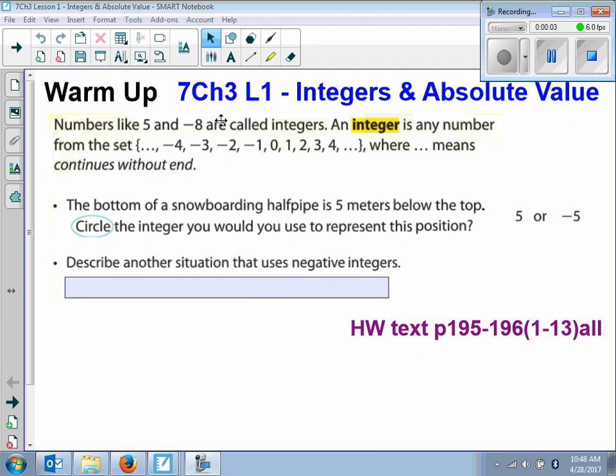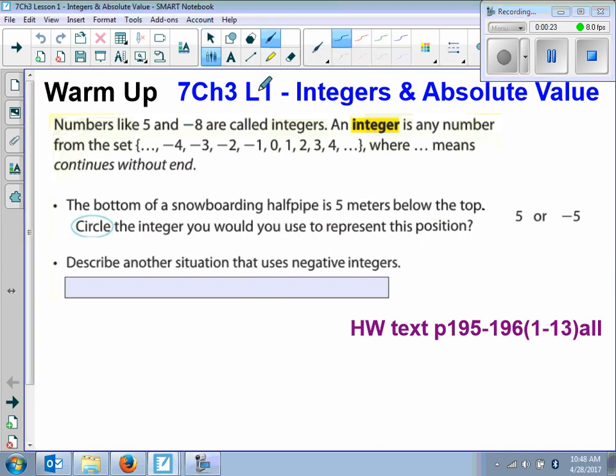So, Chapter 3, Lesson 1 is integers and absolute value. Okay? Numbers like 5 and -8 are called integers. An integer is any number from the following set. Where we have this dot, dot, dot, that means it continues without end.